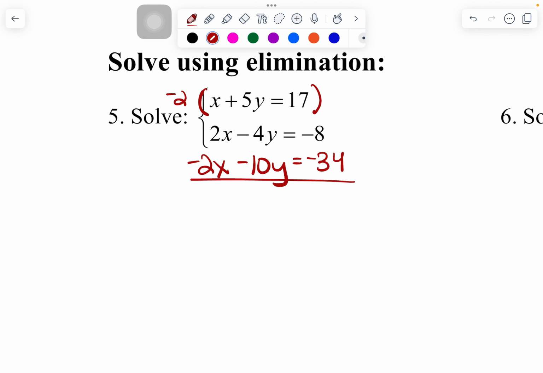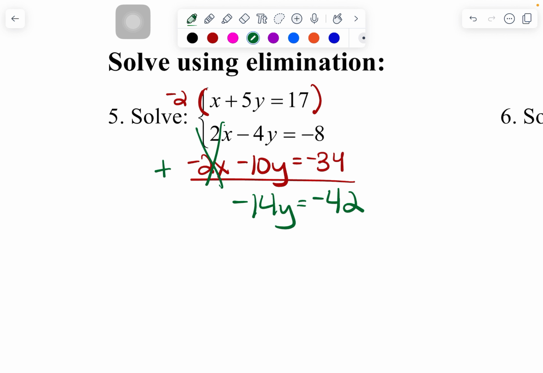All right. Now, if I've done this correctly, when I add this original equation, this 2x minus 4y equals negative 8, and this equation I created, one of my variables should eliminate. Oh, look, 2x plus negative 2x does exactly what elimination should do, which is eliminate a variable. Now, for the rest of the problem, I still need to add up. So negative 4y plus negative 10y is going to be negative 14y. I'm adding negatives to make a bigger negative. Speaking of bigger negatives, negative 8 plus negative 34 is going to be negative 42.